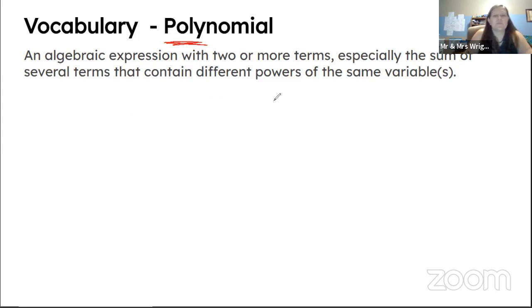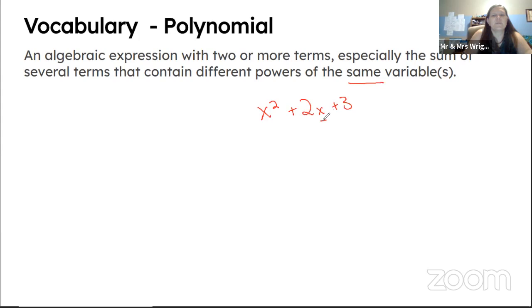Okay, so the same variable. So that means that they're all going to have the same letters. So the expression I gave us before, 2x plus 3 plus y, we have two different variables, the variable x and y. So this says especially the sum of terms that contain different powers of the same variable. That doesn't mean this is not a polynomial. It just means it's not a common one. It's not a usual one, right? One that's more commonly known as a polynomial are like the ones that we said before, x squared plus 2x plus 3.